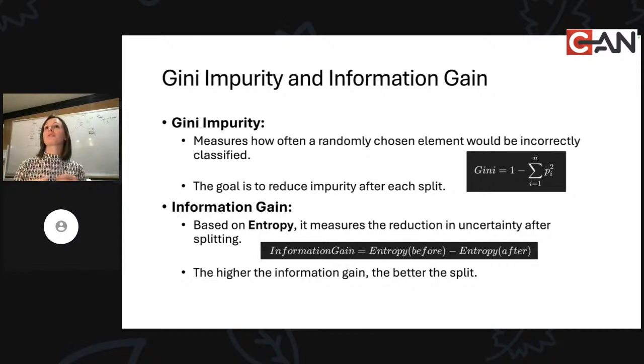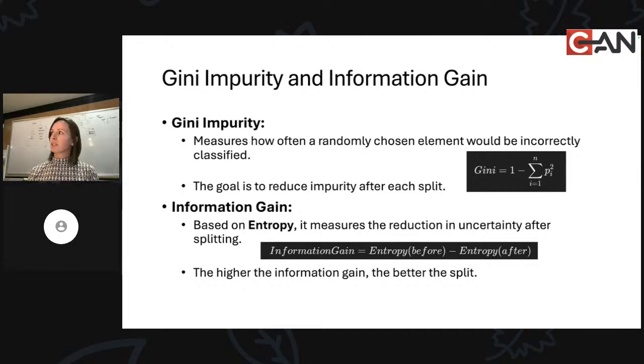How do we know which one's going to be the best at splitting? There are two common metrics that are used, and they are both very, very similar to each other. One is Gini impurity, and the other is information gain. You'll see later I call it entropy.